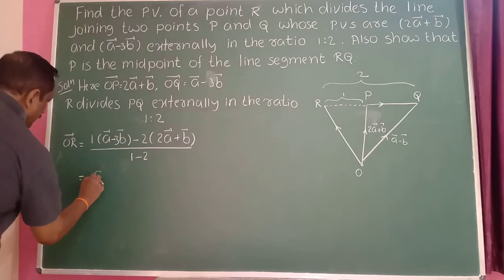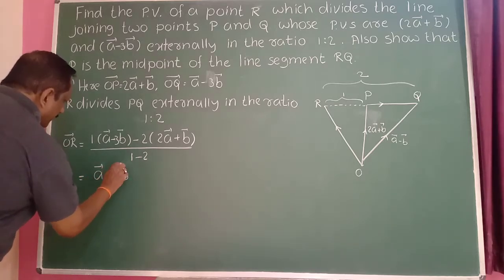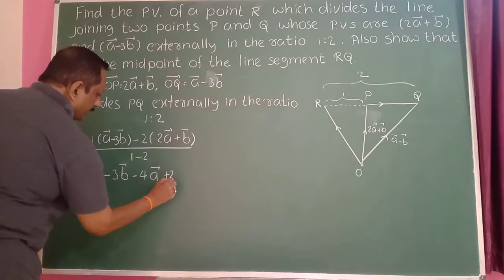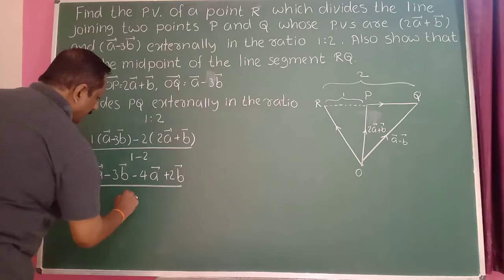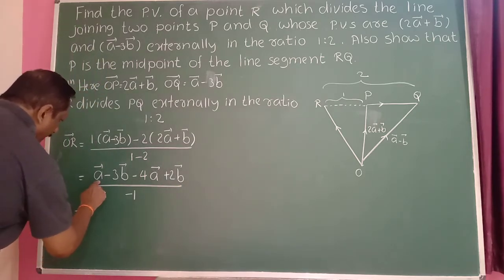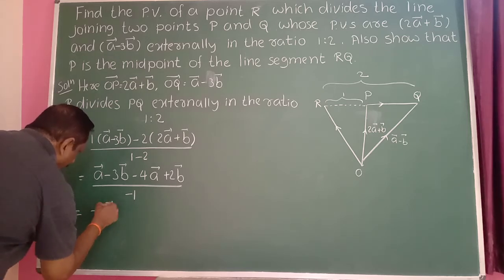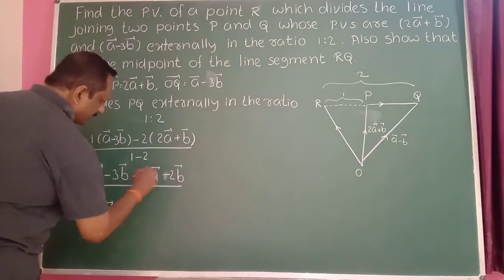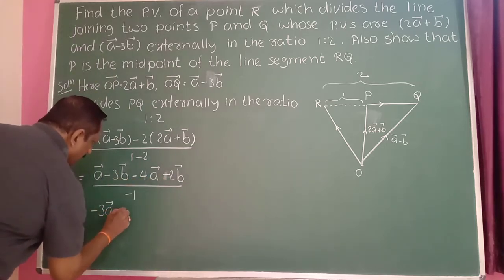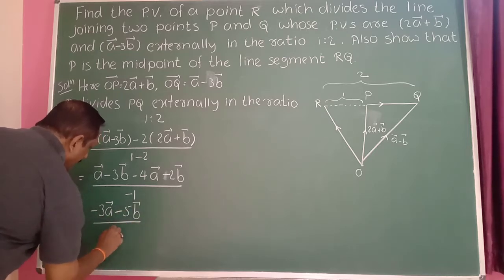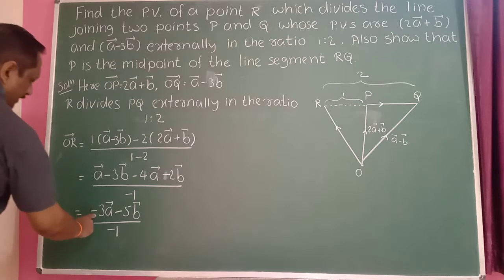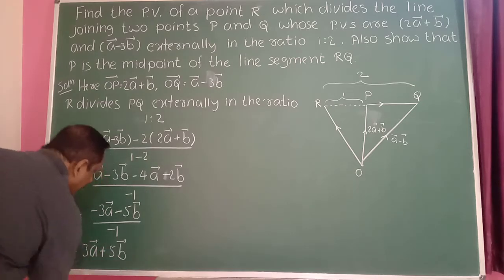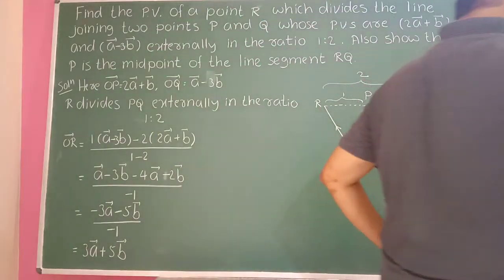Therefore, this is equal to the vector a̅ − 3b̅ − 4a̅ − 2b̅, whole divided by minus 1. So this is equal to −3a̅ − 5b̅ divided by −1. Taking the minus common factor, this equals 3a̅ + 5b̅. So this is the position vector of the point R.